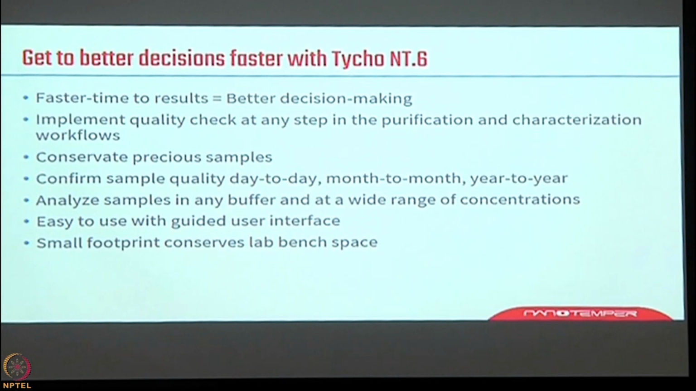Then you can analyze the samples in a wide range, from 5 microgram per ml to 250 mg per ml. And as you can see, it is a very small instrument, you can hand carry it here and there. So it is very easy to work with.